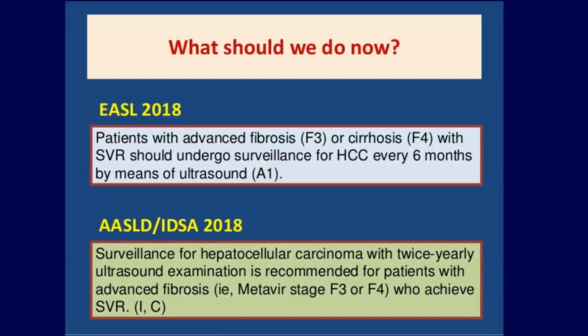Next slide. So what should we do? So in these two study groups, fibrosis with sustained viral response, SVR, should have surveillance every 6 months, and we'll come in another slide or two to what, so at least ultrasound. And the same theme here. Next slide.